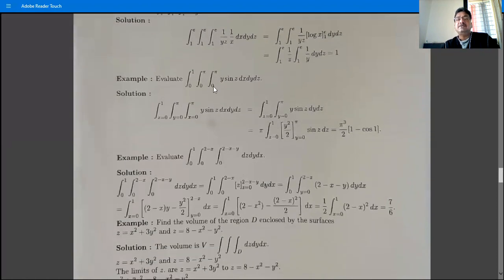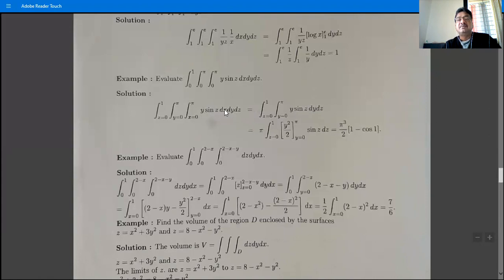Similar problem, integration 0 to pi, 0 to pi, 0 to 1. So in this case, if the limits are constant but different, then follow the order. That is, this 0 to pi is the limit on x, this 0 to pi is the limit on y, and this 0 to 1 is the limit on z. So integrating with respect to x first, y into sine z is constant, so its integration is y into sine z into x, and then value at upper limit minus value at the lower limit, so we get answer pi minus 0, that is pi.